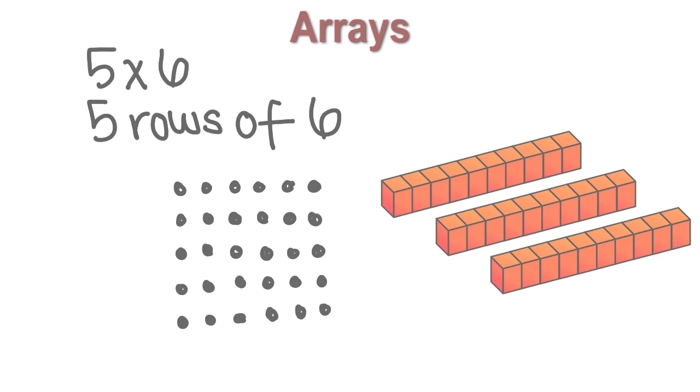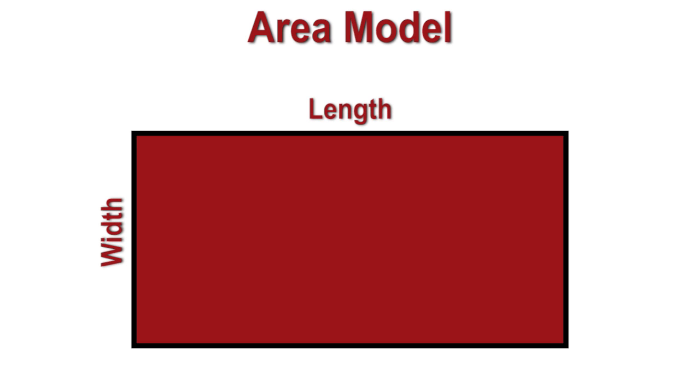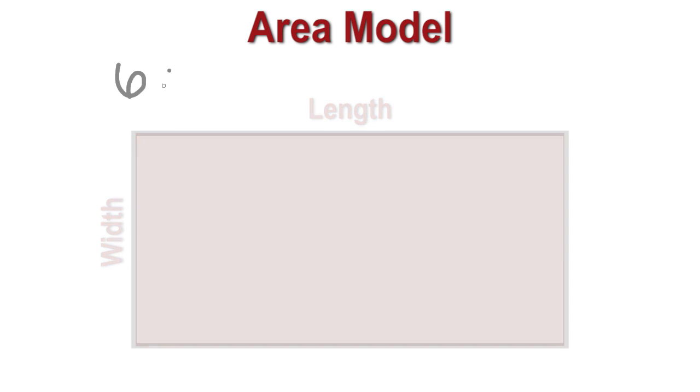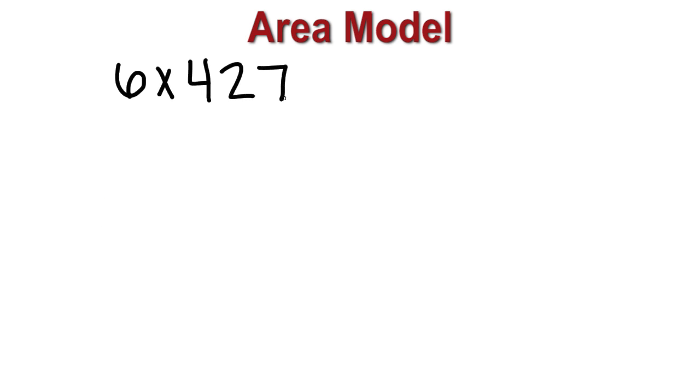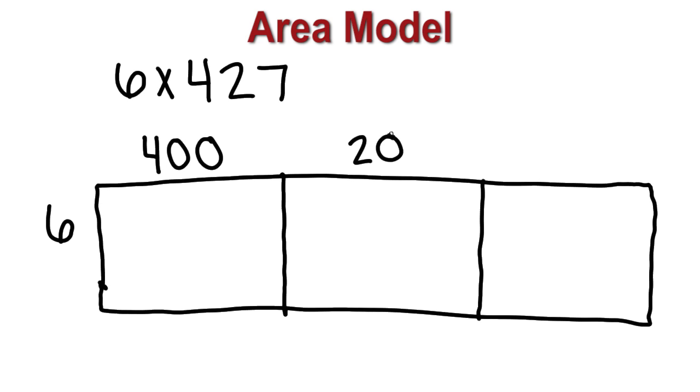taught in 4th grade. The area model organizes students' thinking of multiplication. This method is called an area model because we are multiplying the length by the width, finding the area of a rectangle. In the problem 6 times 427, first we write 6 on the left side, then we break 427 into expanded form, 400, 20, and 7. We can list these numbers on top.